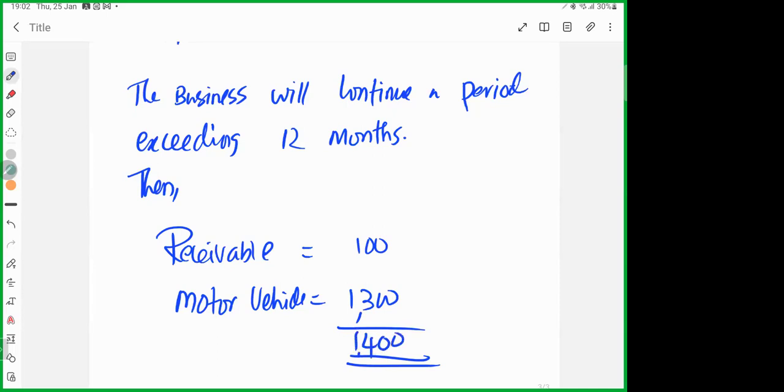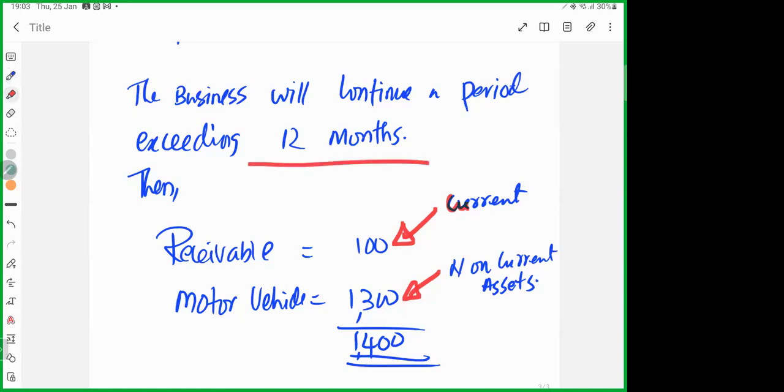1,400. But how do I classify this asset? Current asset. This is current. But what about this? Fixed assets. Yeah, we have a different name, right? Non-current asset. Now, when I define non-current asset, what I told you all is that the asset will last for a period exceeding how long? 12 months.